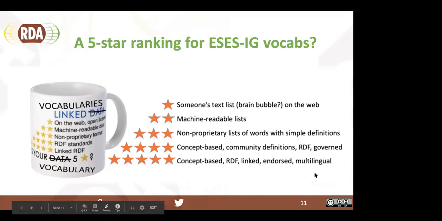This is a work in progress. And so we've got this model of a 5-star ranking for Earth, Space, Environmental Science vocabs. But again, it's not official, but you can sort of see how we're trying to convey to the user.